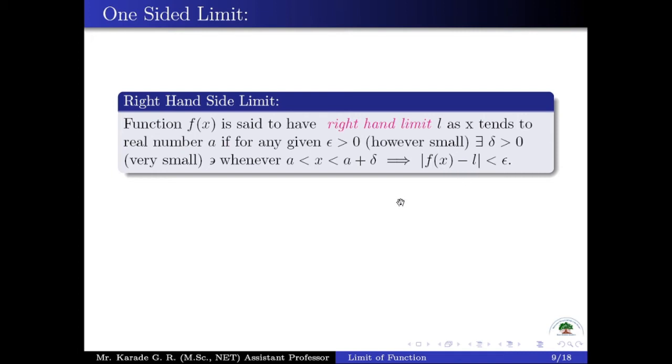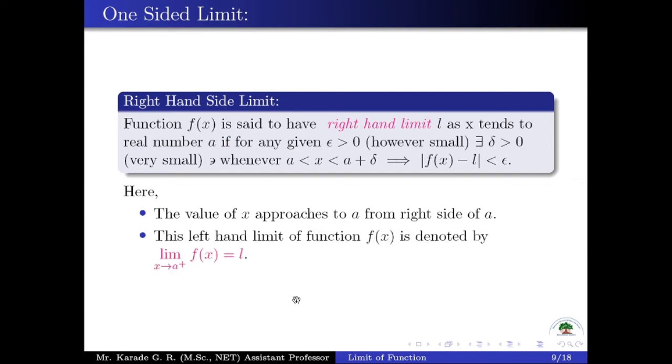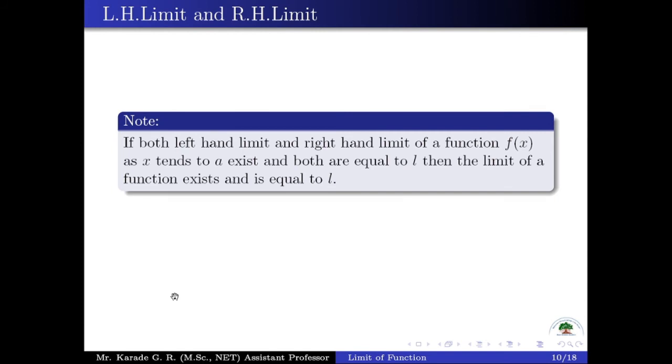So this is the definition of the right hand side limit, where the value of x approaches a from the right side of a. This right hand limit of function f of x is denoted by this notation: limit of f of x is equal to L as x tends to a plus. X tends to a plus means x approaching a from the right hand side of a on the real line.